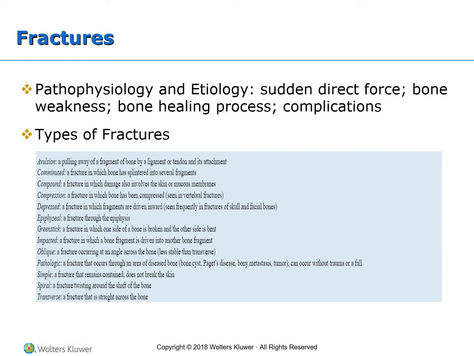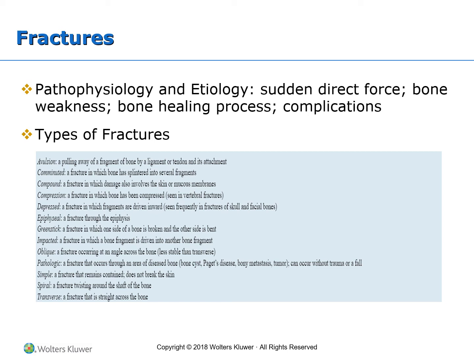A fracture is a break in the continuity of a bone. Fractures may affect tissues or organs near the bones as well. Fractures are classified according to the type and extent. An avulsion is a pulling away of a bone fragment by a ligament or tendon and its attachment. A compound fracture is a fracture in which damage also involves the skin or mucous membranes.